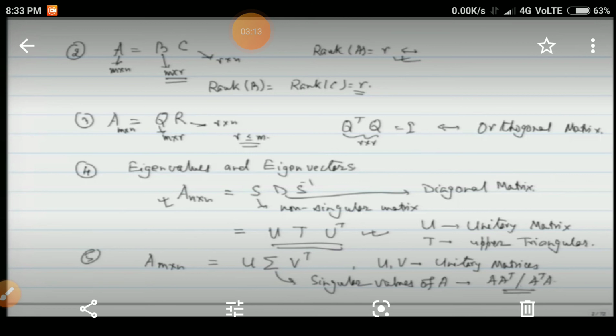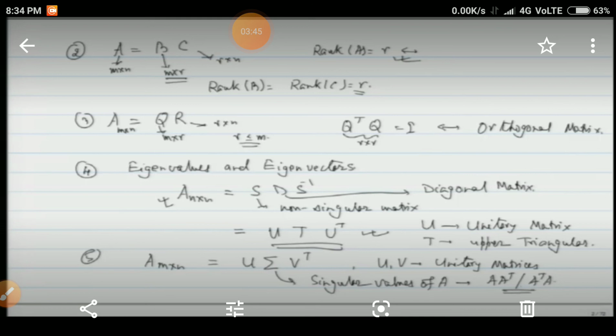And then we come across another way of representing using eigenvalues and eigenvectors. Suppose A is an n by n matrix, we write it as the product of three matrices S, D, S inverse, where S is a non-singular matrix and D is a diagonal matrix. In other words, we can also write this as UTU inverse, where U is a unitary matrix and capital T is an upper triangular matrix.